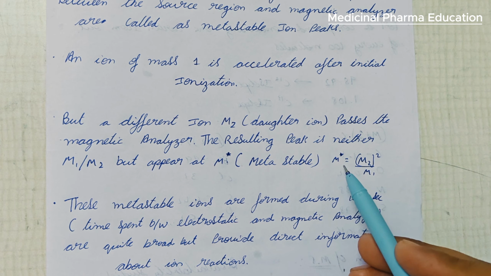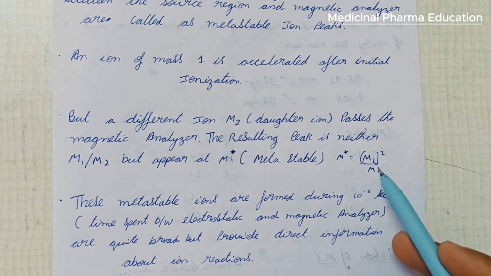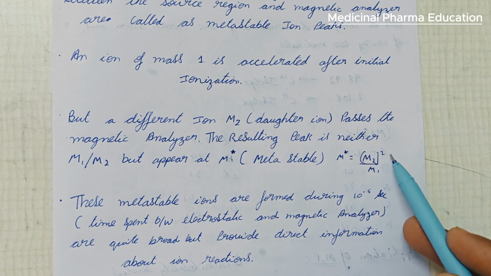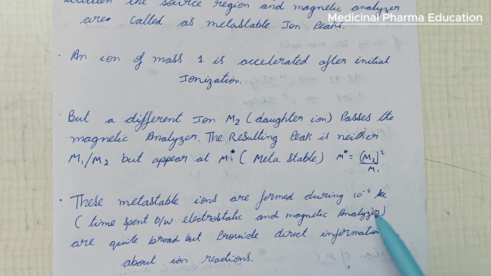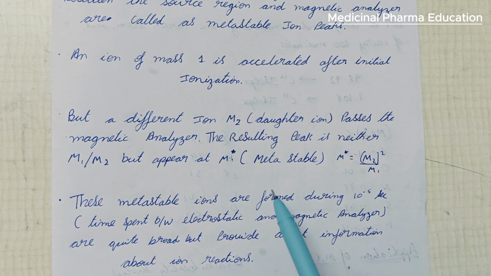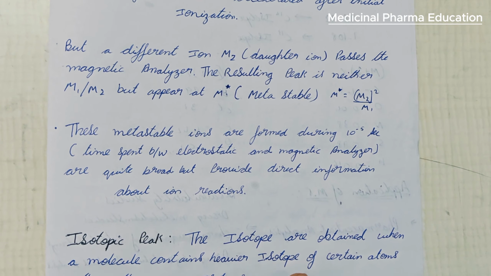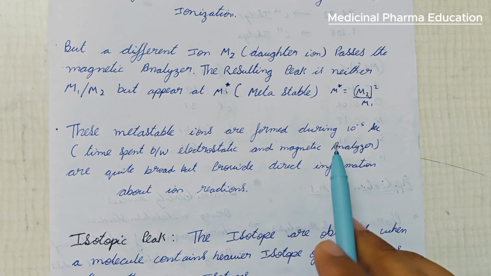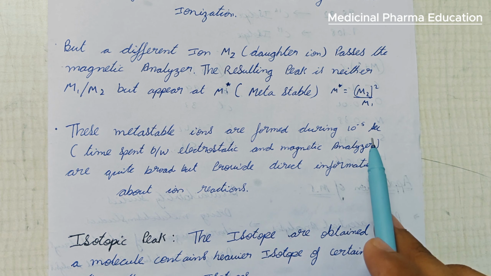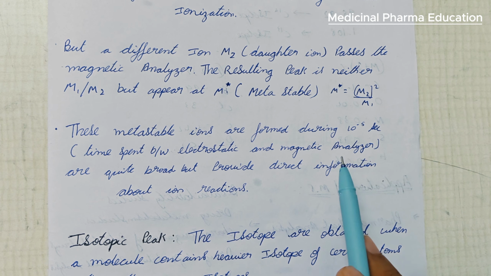For metastable ions, to find the metastable, M2 by M1 whole power 2. Okay, this is the equation to determine the metastable ion. These metastable ions are formed in 10 to the power of minus 5 seconds. Means it's like 1 second divided by 10,000. That much small time is required to form and stabilize.